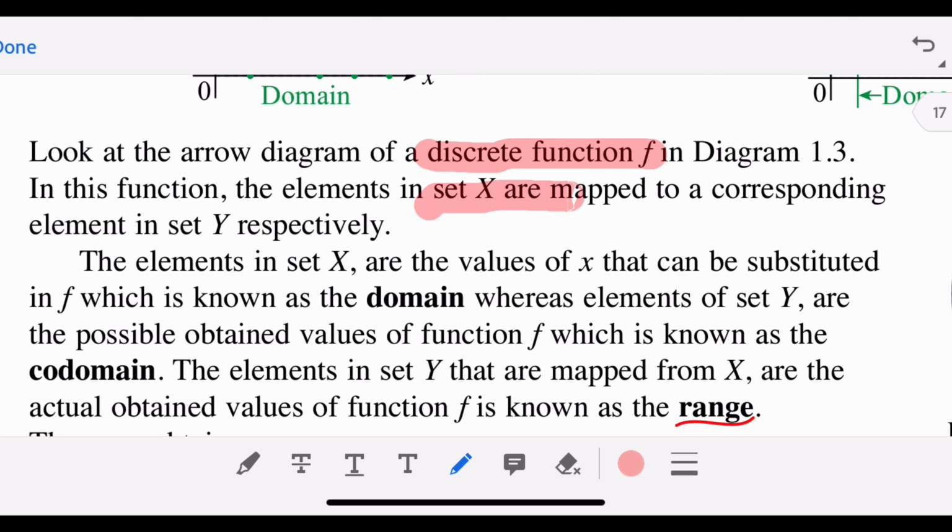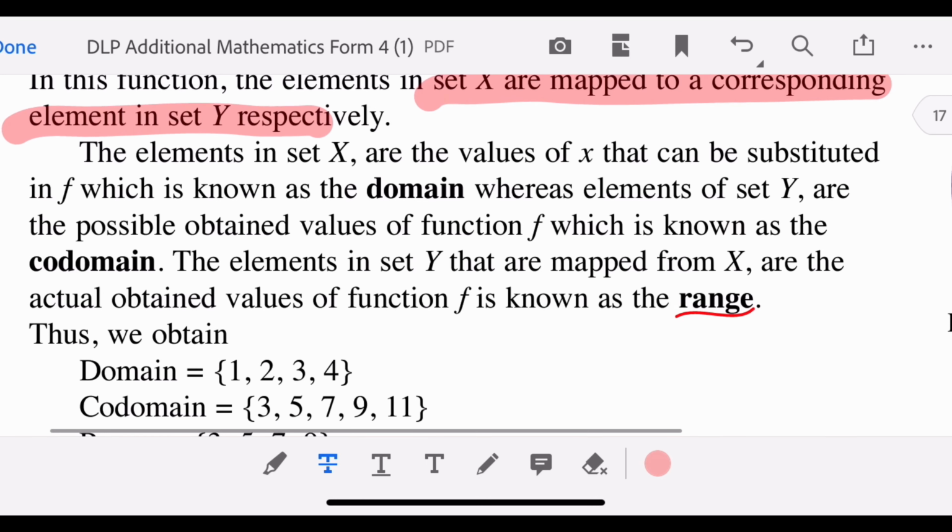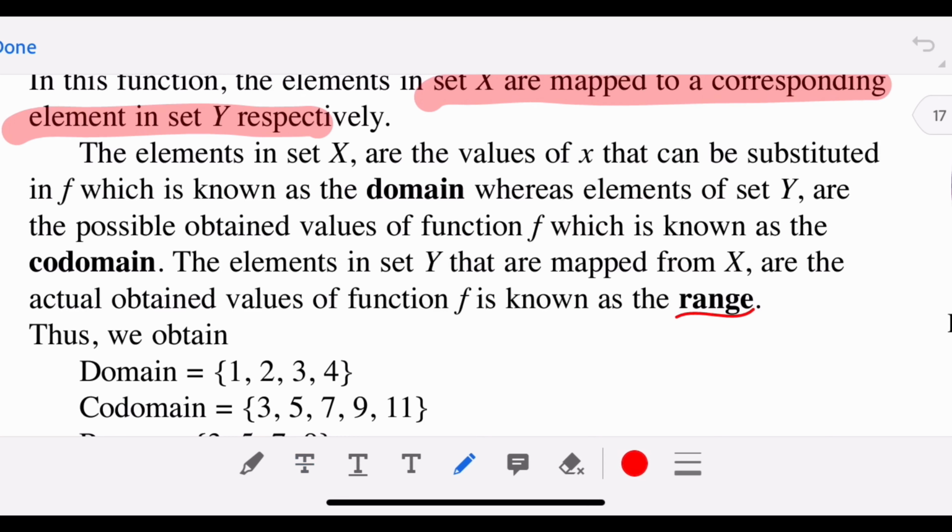For the discrete function, each element of set x is mapped to a corresponding element in set y, and then the value of x can be substituted in f, which is known as the domain. The elements of set y are the possible obtained values of function f, which is known as the codomain.